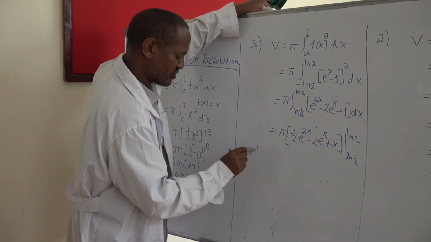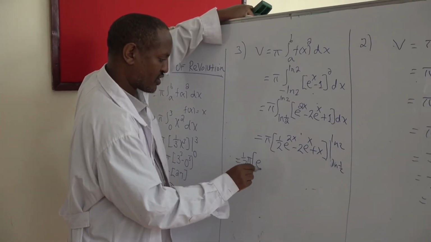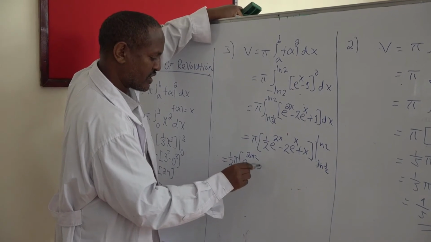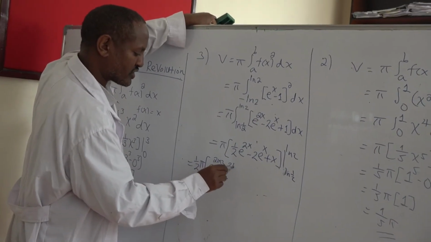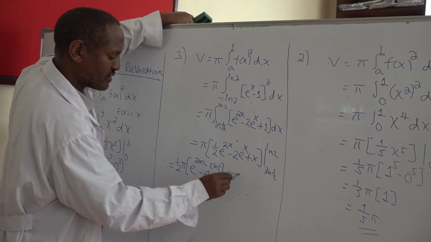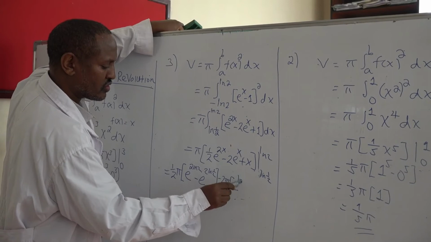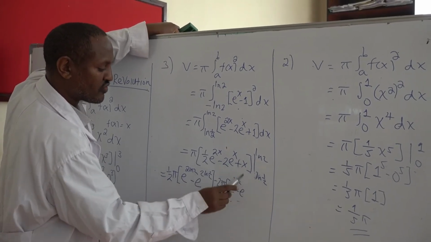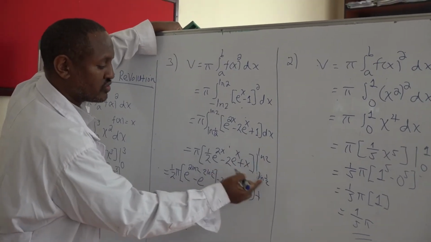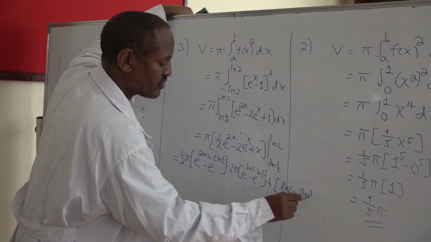So pi times 1 over 2, let us take it out, and we'll have e power 2 ln 2 minus e power 2 ln of 1 over 2, minus 2 pi, then e power ln 2 minus e power ln of 1 over 2, and then plus ln 2 minus ln of 1 over 2.